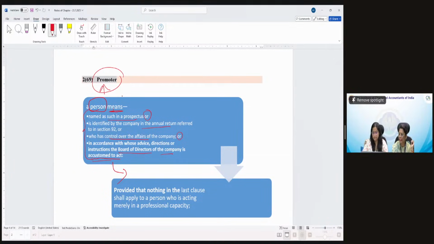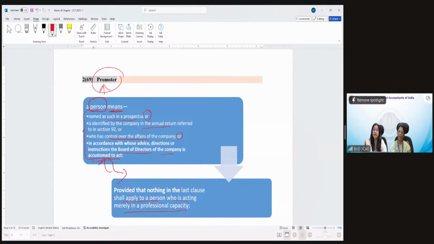Okay. And then there's a proviso to the last point, where you are going to act on the advice of any person to instruct the board of directors. So there is a proviso attached that nothing in this section, the last clause, shall apply to a person who is acting merely in a professional capacity. Suppose on whose advice you are following the instructions or directions, and suppose that direction is being served in professional capacity, then in that case that will not be covered under this clause. That means that person will not be considered as a promoter if he is acting in a professional capacity.